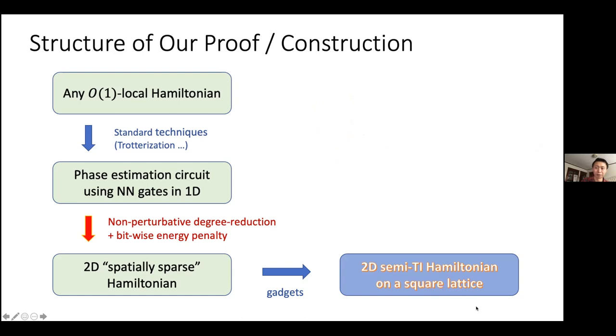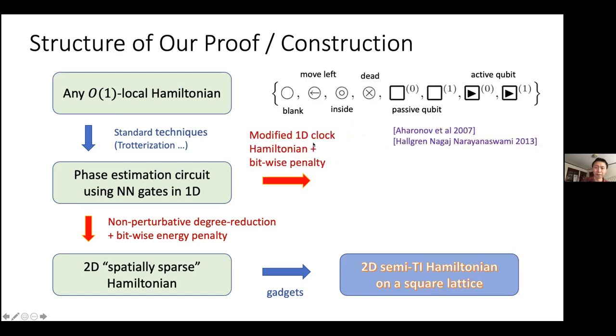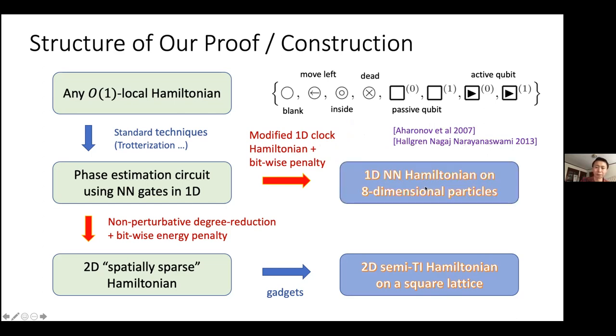If you want to go to 1D, what we can do is take the known construction of 1D QMA-complete Hamiltonians, which uses eight-dimensional particles that store both the computational states and some marker states. This was done as early as 2007. I think the best construction, as far as I know, is the 2013 construction by Hallgren, Nagaj, and Narayanaswami. This allows you to construct a 1D nearest neighbor Hamiltonian that simulates all local Hamiltonians by combining this construction with the other ideas, with the energy penalty that we had.